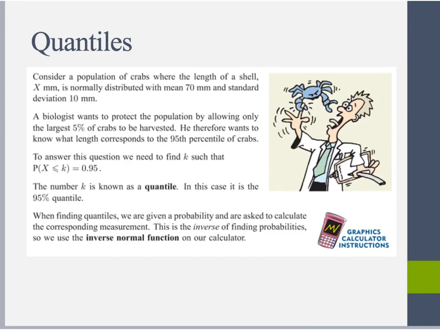Howdy guys, so in this video we're going to talk about quantiles. So let's consider a population of crabs where the length of a shell, x millimeters, is normally distributed with a mean of 70 and a standard deviation of 10.